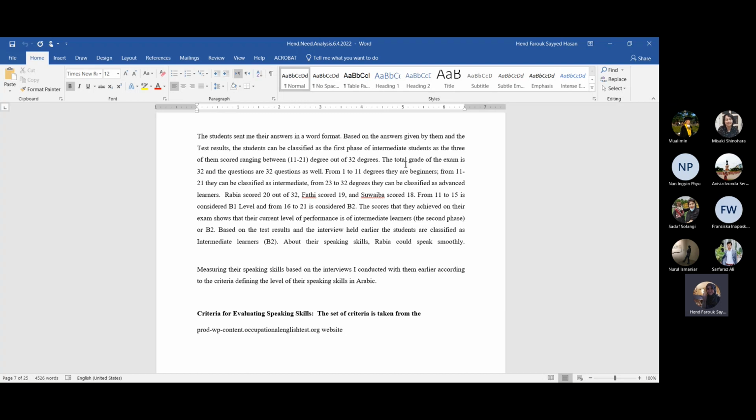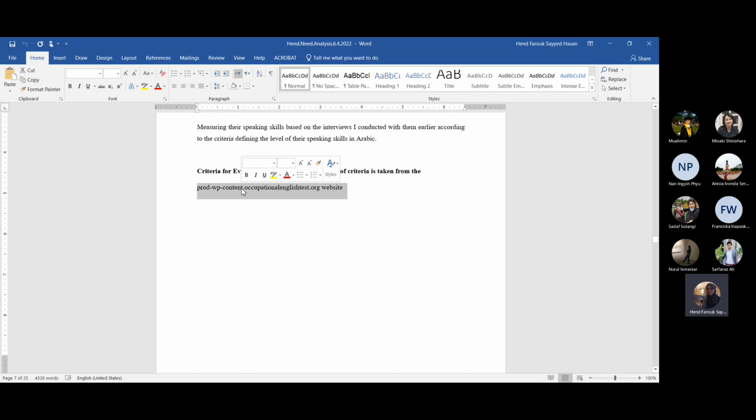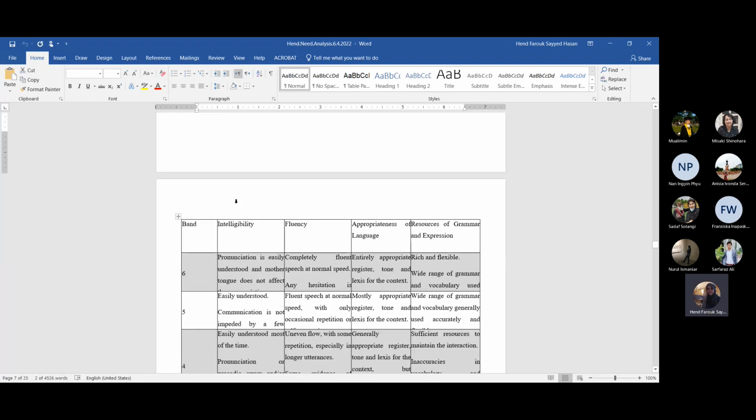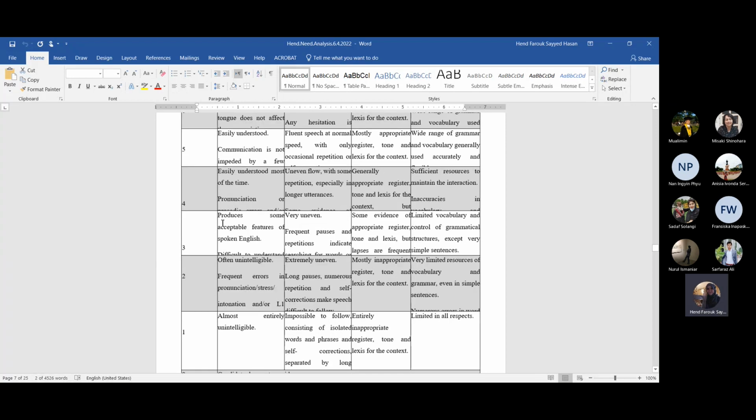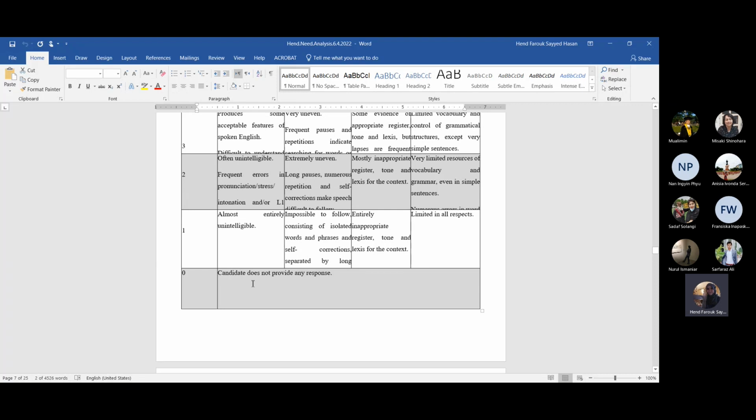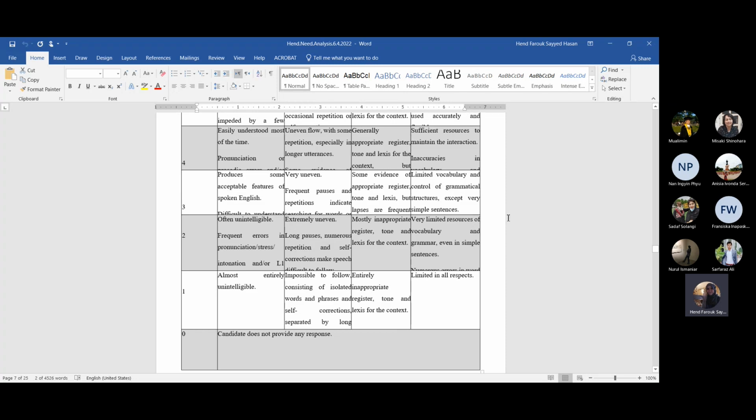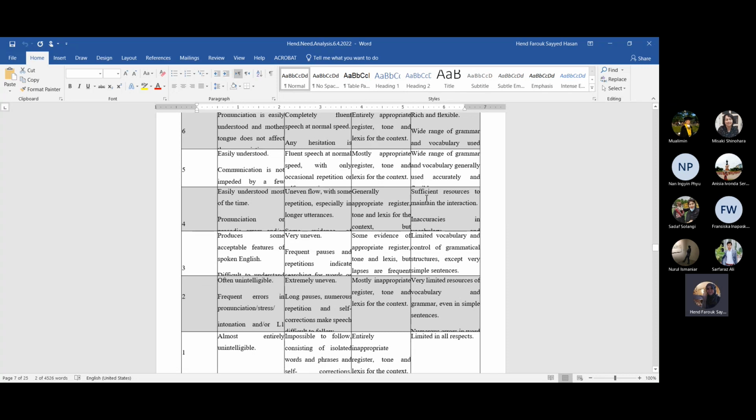So the criteria for evaluating speaking skills, I took from this website. I used bands: 6, 5, 4, 3, 2, 1, and the 0 band, which means that they didn't provide any response. The first band means that they are limited in all aspects. The second band means that they have a very limited resource of vocab and grammar. The third band means that they have limited vocab and control of grammatical structures, except for simple sentences. For the fourth band, they have sufficient resources to maintain the interaction. The fifth band, you have a wide range of grammar and vocabulary used accurately. They can speak on a lot of topics, but not with sophisticated structures.